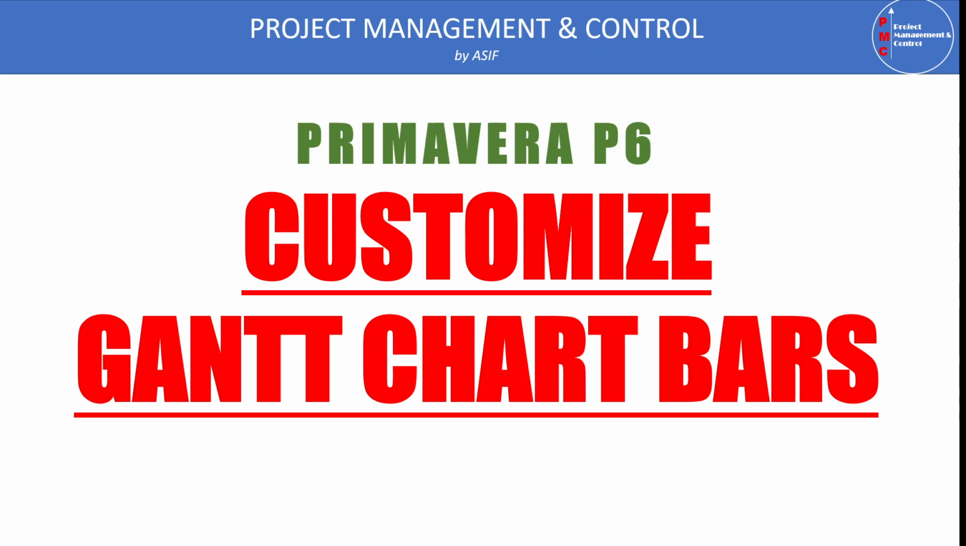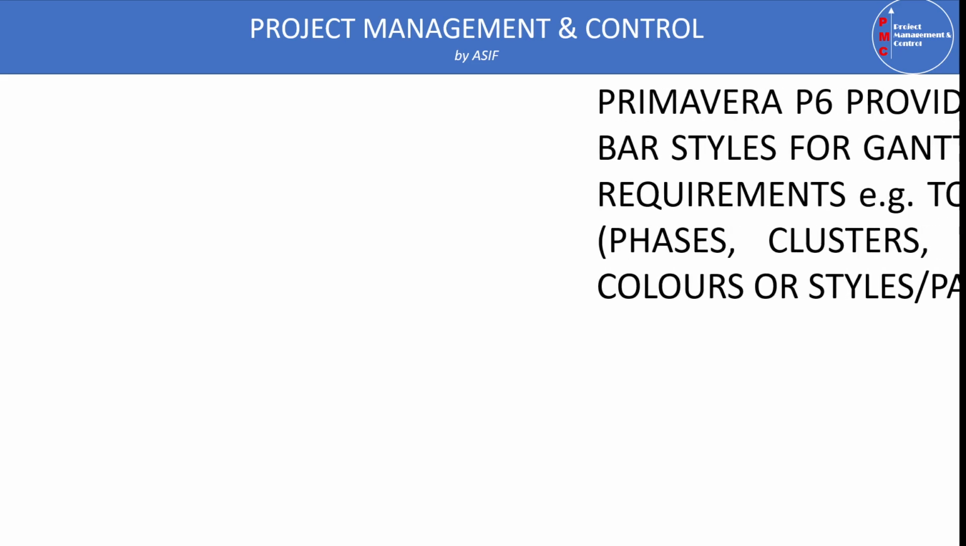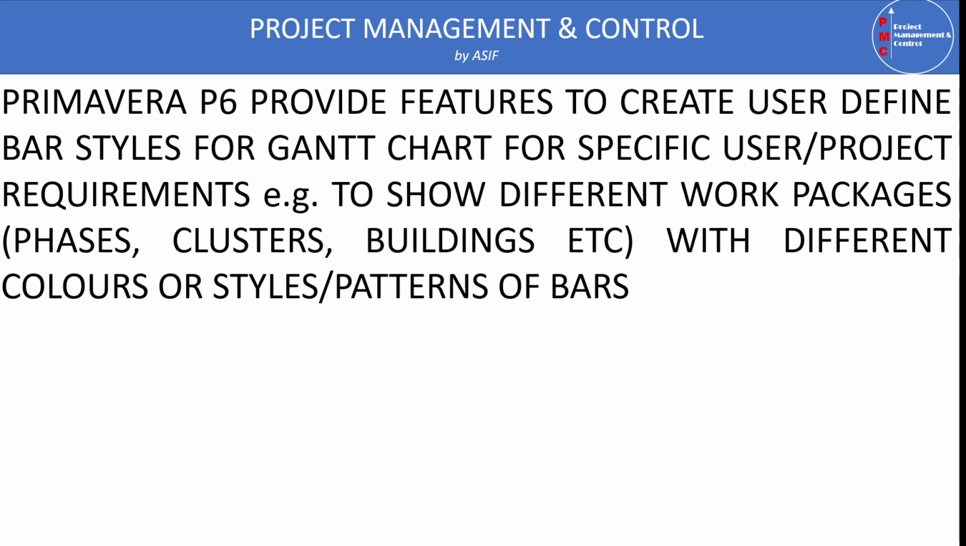We are aware that Primavera is one of the best scheduling software, and it provides several unique features. One of these features is that the user can define their own style for Gantt chart bars. These Gantt chart bars are required for a specific user or project requirement.